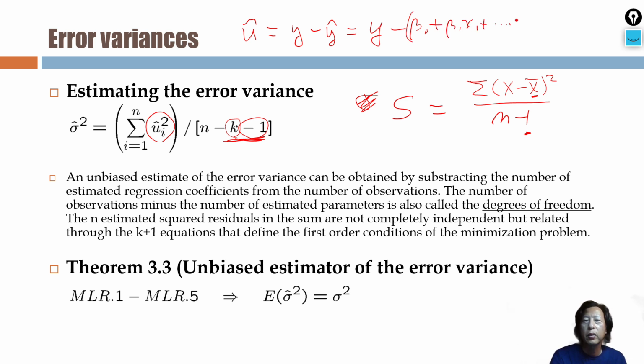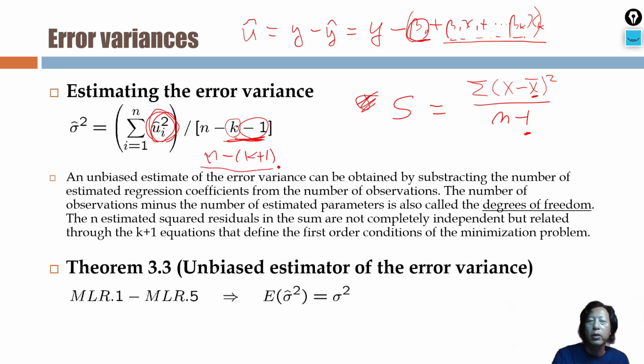and y hat is beta 0 plus beta 1 x1 plus ... plus beta k xk. So I use k parameters and then one more. So that's why we are subtracting k plus 1, because to calculate the u hat, I estimated k plus 1 variables. That's why, instead of n minus 1, we have to divide by n minus k minus 1. This is actually the degrees of freedom.